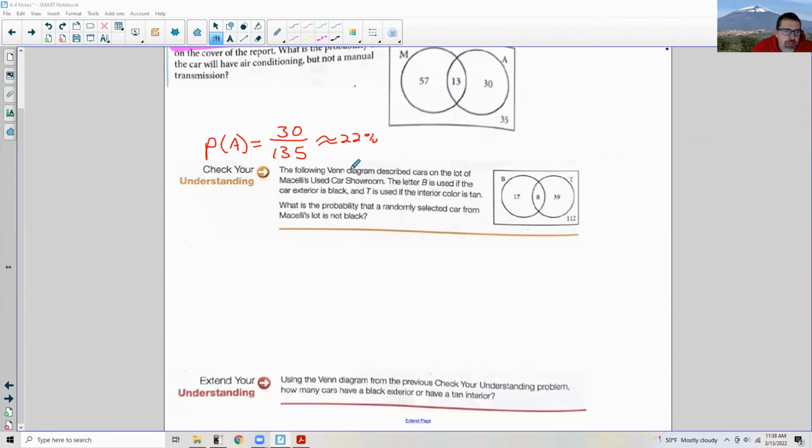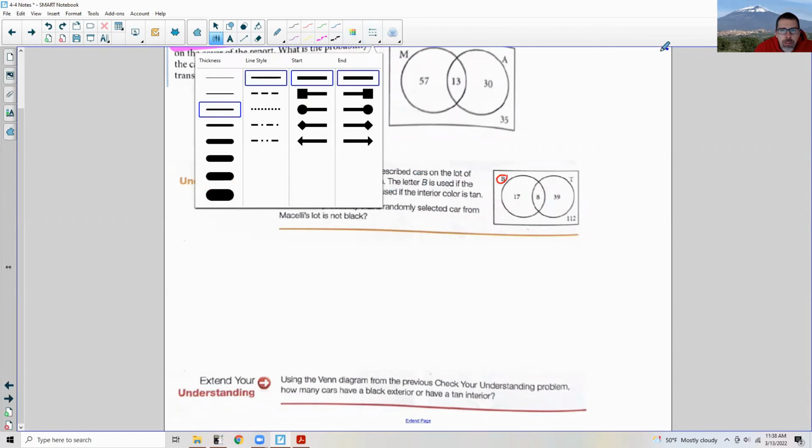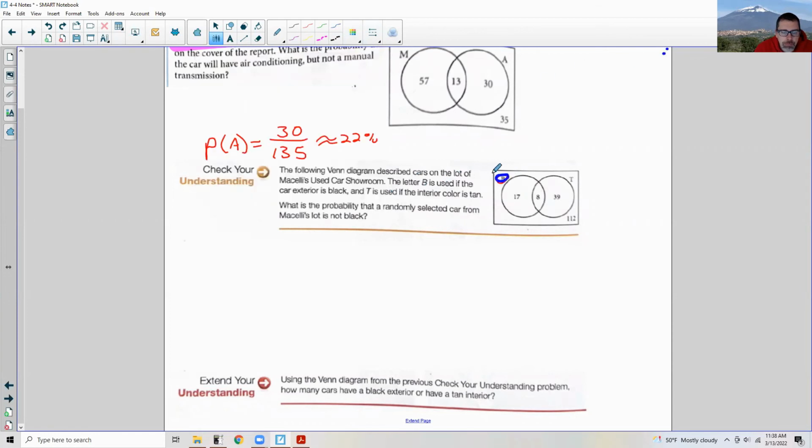Okay, check your understanding. The following Venn diagram described cars on the lot at Michelli's used car showroom. The letter B is used if the car exterior is black, and the letter T is used if the interior is tan. So that's what the B and the T stand for. Exterior black, interior tan. What is the probability that a randomly selected car from the lot is not black?